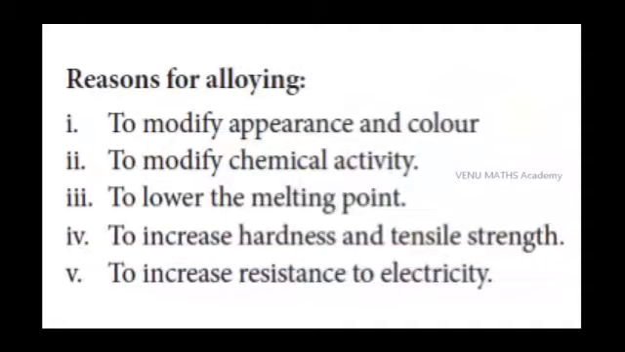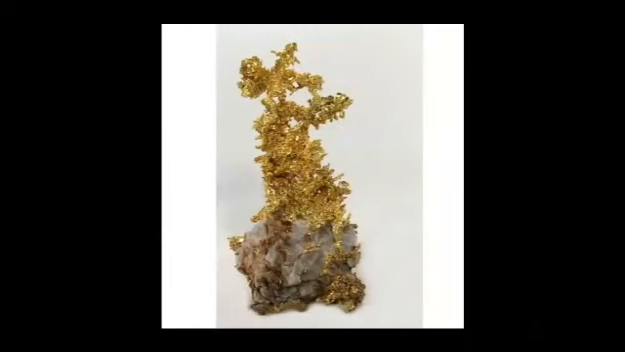Next, to increase the hardness and tensile strength, that is, being capable of being stretched. For example, gold. It's a soft metal and to increase its hardness, copper is added to it to form an alloy. And also to increase the electrical resistance of the metal, alloying is done. So, these are the various reasons for alloying.